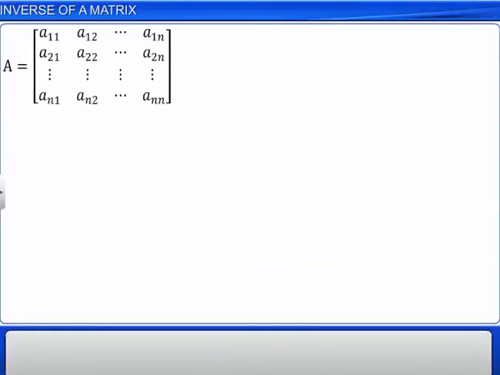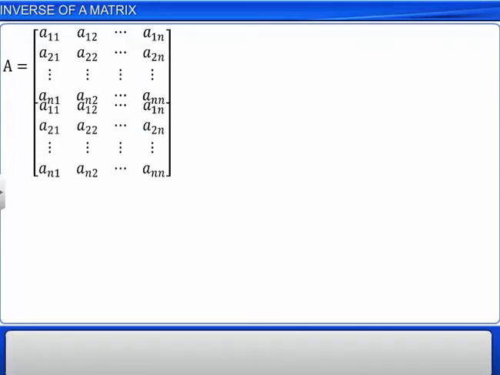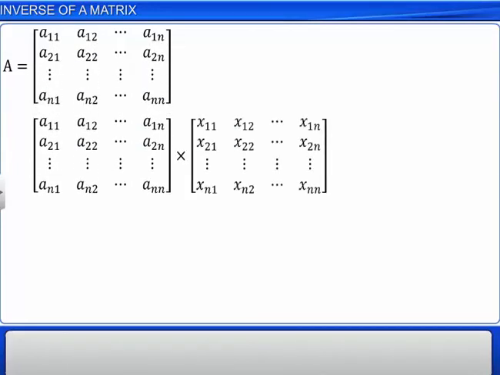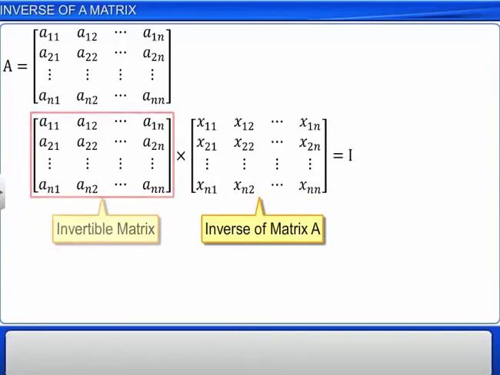Suppose we have a square matrix A of the order n by n. If we multiply this matrix with another matrix of the same order and the product results in an identity matrix, then the other matrix is called the inverse of matrix A. Here we can say that matrix A is invertible. Therefore, we can define the inverse of a matrix.